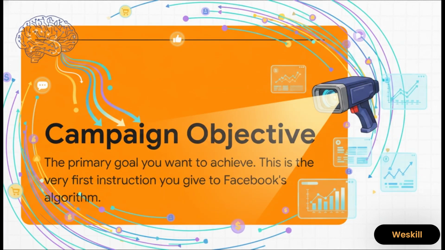Let's start right at the top with the campaign objective. This is, without a doubt, the most critical decision you will make. You are literally telling Facebook's super smart algorithm, hey, this is what success looks like for me. And once you do that, the system is going to work 24/7 to find the people most likely to help you hit that specific goal.